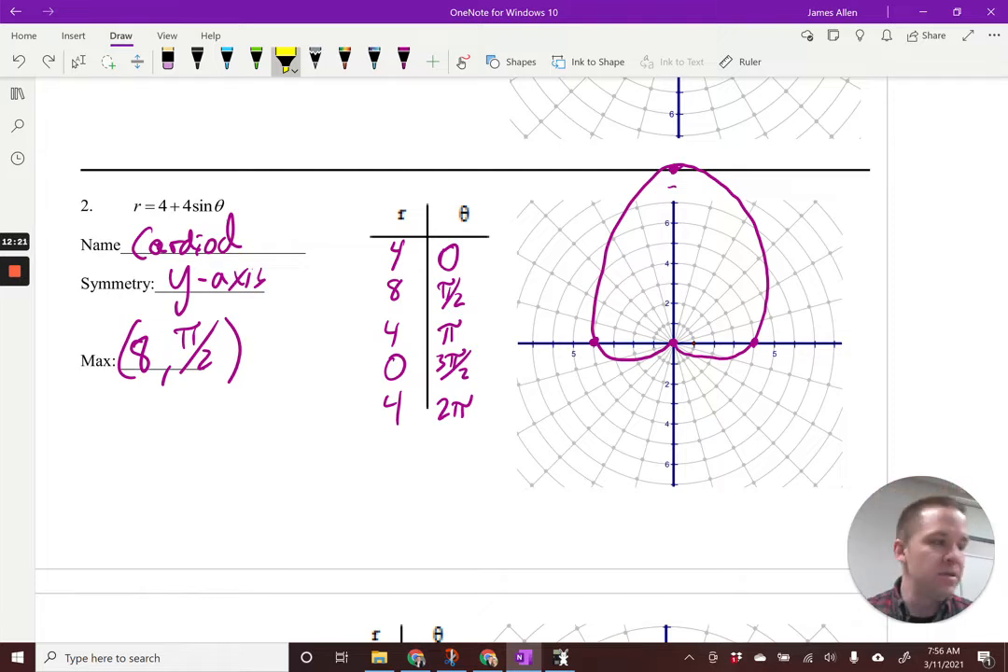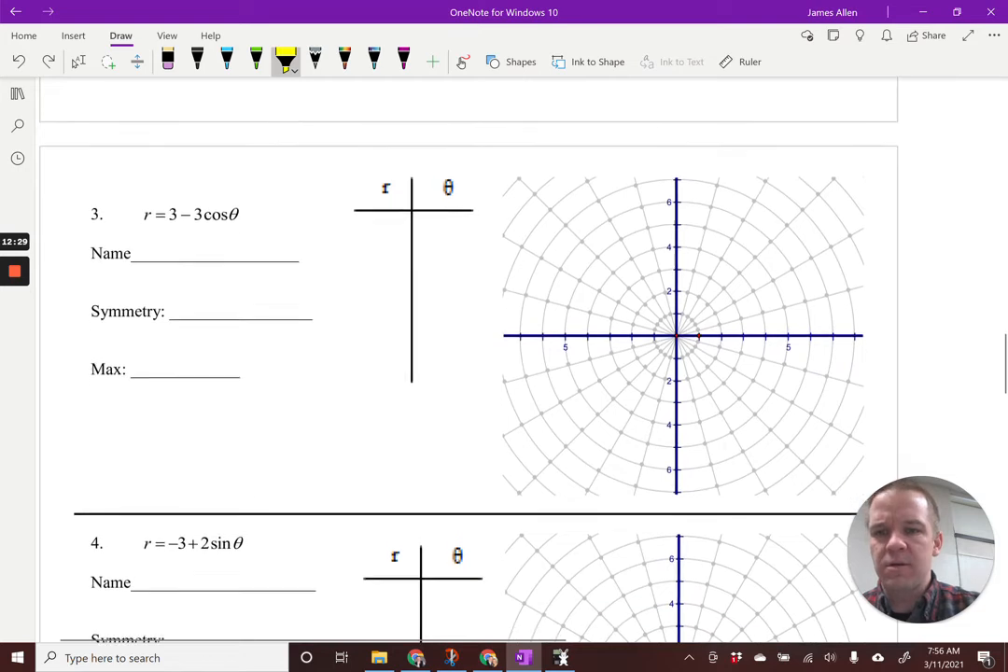Okay? Fun fact. You may be like, I don't care, Mr. Allen, but you know what? I care, so I'm going to show you that. Cool? There we go. Awesome. We graphed our first cardioid. Good stuff. Look at that.